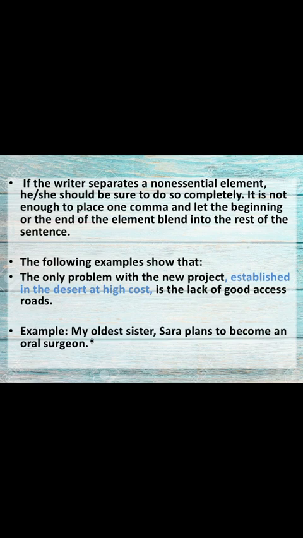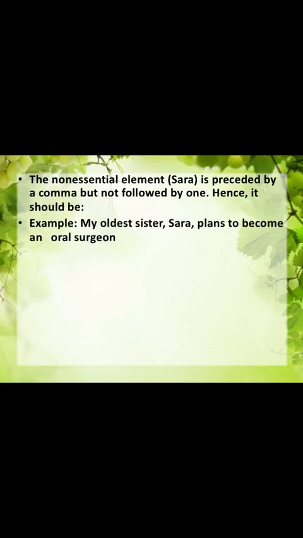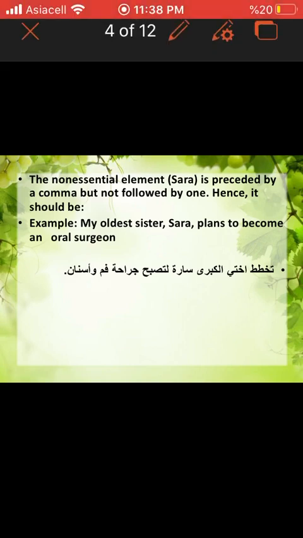Another example here: my oldest sister Sarah plans to become an oral surgeon. This is a wrong sentence. The non-essential element Sarah is preceded by the comma but not followed by one. This is why it was a wrong sentence, and it must be like this: my oldest sister, Sarah, plans to become an oral surgeon. And the translation here: تخطط أختي الكبرى سارة لتصبح جراحة فم وأسنان.